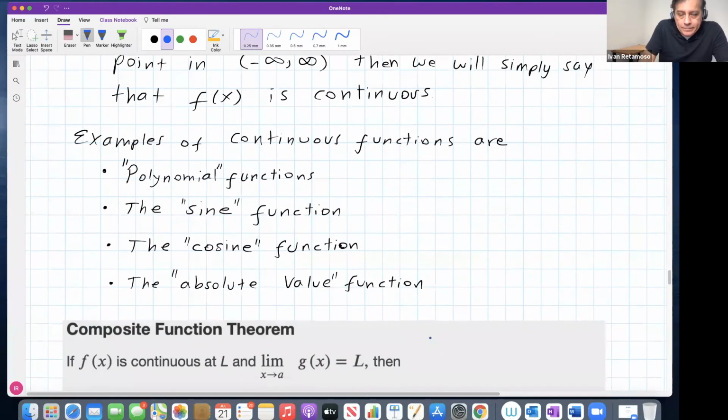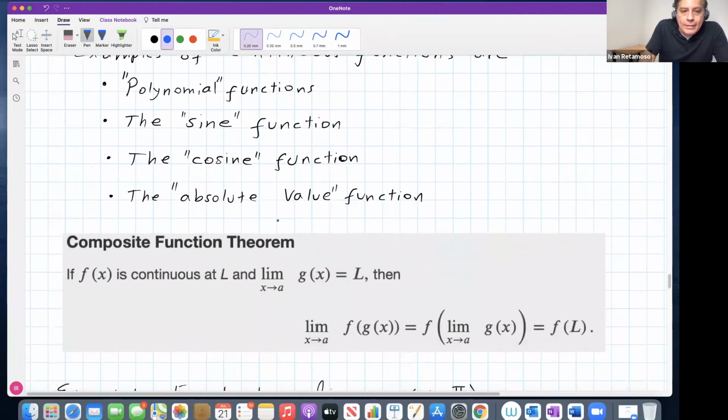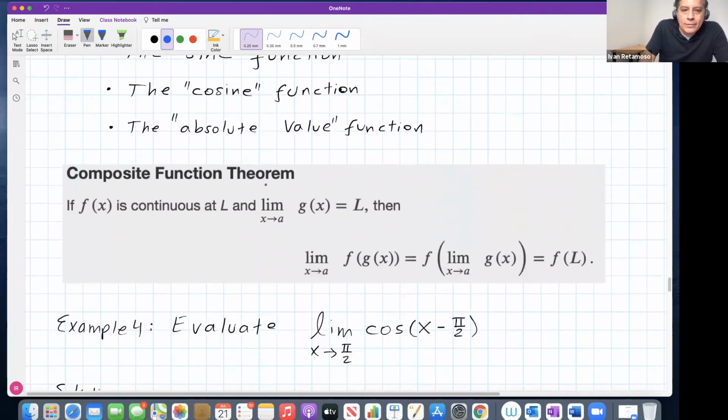Absolute value function. Now, what's the big deal of a function being continuous? Well, here is a big deal, guys. Composite function theorem.